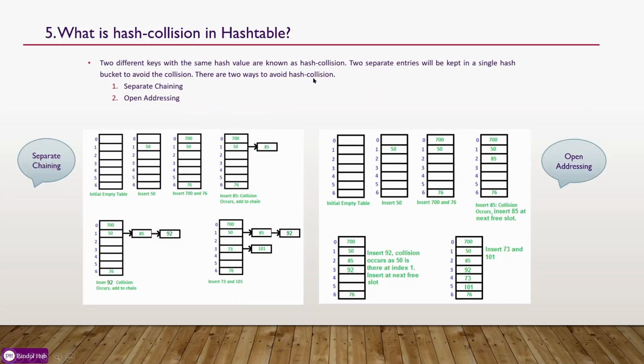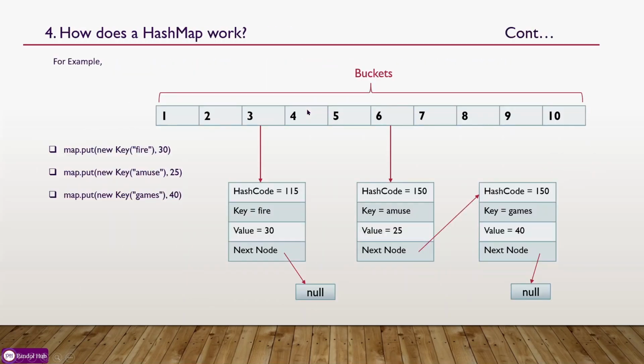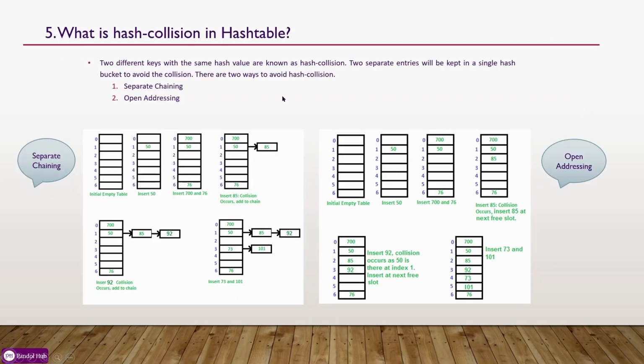So there are two ways to avoid hash collision. I showed you this in a linked list format, but there is one more way. There are two ways basically: separate chaining and open addressing. Separate chaining is nothing but the one which we followed. It is like the linked list format that we followed.